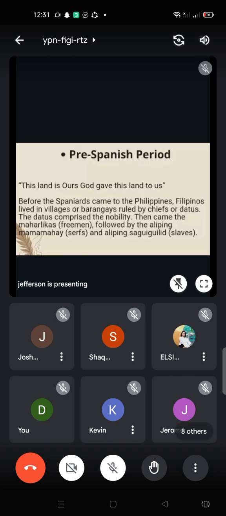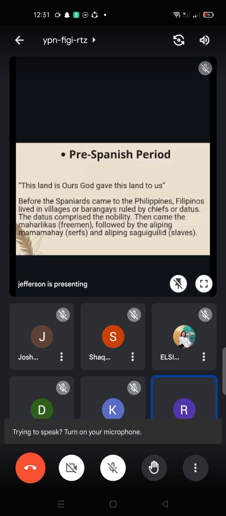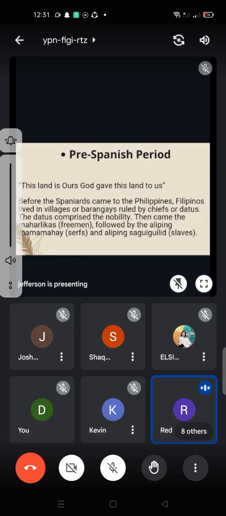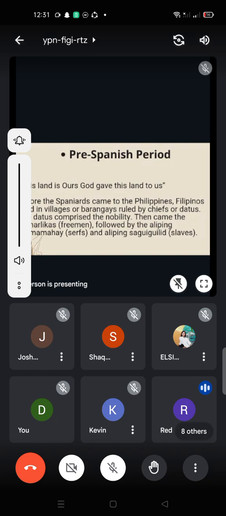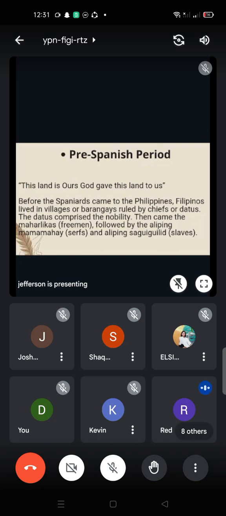Pre-Spanish. Land is ours, God gave this land to us. Before the Spaniards came, the Philippines lived in villages overruled by the chiefs or datus. The datus comprised the nobility, then came the maharlikas, freemen, followed by the mamamahan, serfs, and aliping nagigilid.